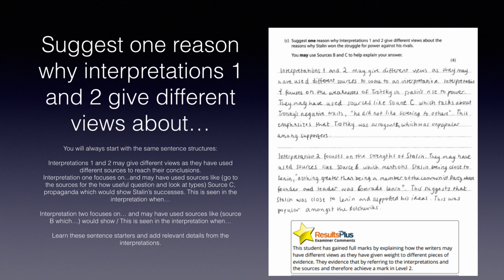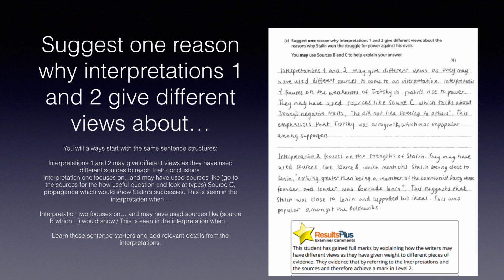Okay, so if you have a look at the answer on the screen, they don't go into the very specifics of the sources there in the one on the screen, but you can, because obviously you can talk about the type of source that it is. So I would always structure my way, starting off with they give different views as they view different sources to reach their conclusions. Interpretation 1 focuses on, then look at the message, maybe a quick quote, and may have used sources like, and then go to the source from the how useful question.